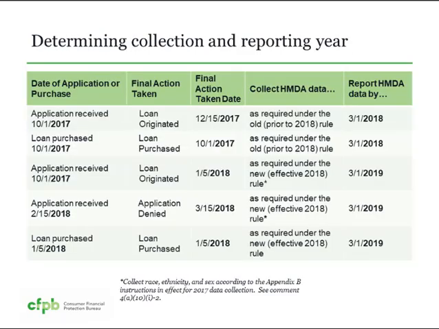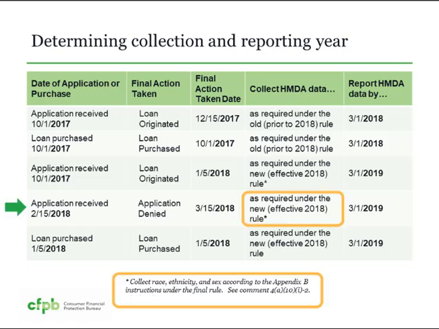One exception to the general rule that the effective date is tied to the final action date is the collection of information about ethnicity, race, and sex. The effective date for collection of the new race and ethnicity categories is tied to application date. For an application that was received February 15, 2018, and where final action was taken on March 15, 2018, the financial institution must collect and report the data in accordance with Regulation C in effect for 2018 and must also collect the race, ethnicity, and sex information in accordance with the Appendix B instructions in effect in 2018.